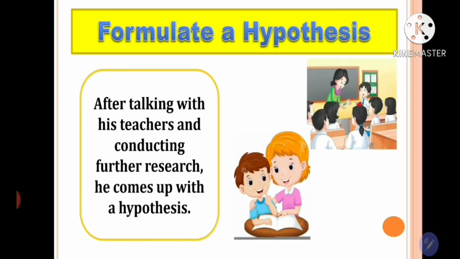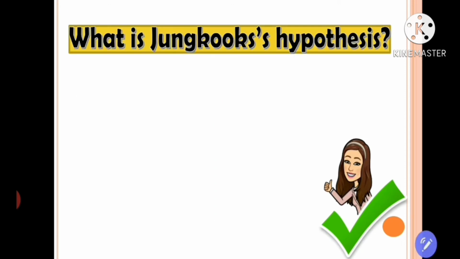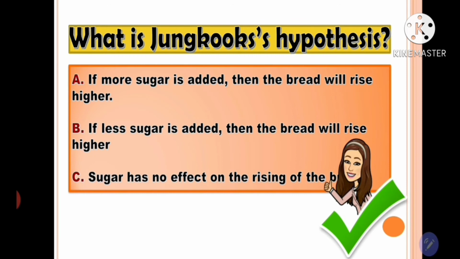Okay, so let's go back to Jungkook. How did Jungkook formulate his hypothesis? After talking with his teacher and conducting further research, he comes up with a hypothesis, an educated guess. He comes up with a possible answer to the problem. Okay, so this is the hypothesis of Jungkook. So A, if more sugar is added, then the bread will rise higher. Kung madami ka raw sugar na ilalagay, mag-expand or lalaki yung bread. Or, the second hypothesis, if less sugar, the bread will rise higher. Kung onti yung sugar, tataas or mag-expand ng malaki yung bread.